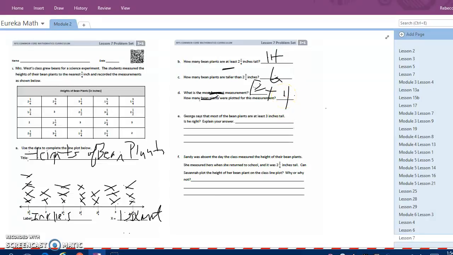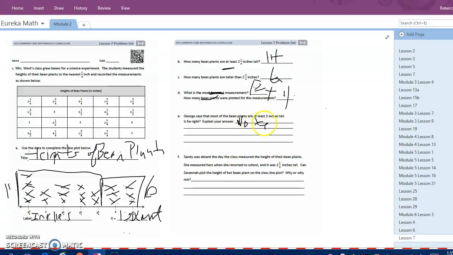All right, 2 more questions. Letter E. George says that most of the bean plants are at least 3 inches tall. Is he right? Explain your answer. So at least 3 inches means we're going to include the 3 inches and anything more. So we've got 6 plants here. That means if we had a total of 20, we've got 14 here. So are most of the bean plants at least 3 inches tall? No.